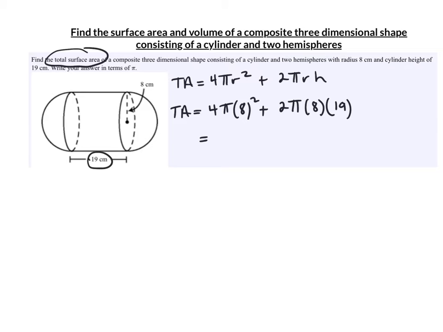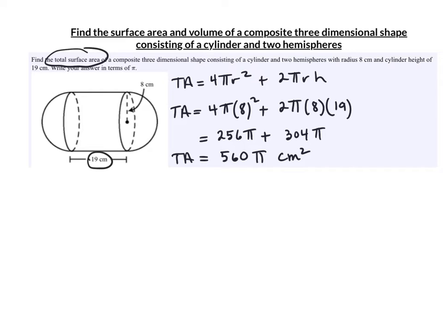So we'll work this out. 8 squared is 64. 64 times 4 is 256. This is 256 pi plus 2 times 8 times 19, which is 304 pi. So our total area is 256 plus 304, which is 560 pi. And this is area, so this would be centimeters squared.